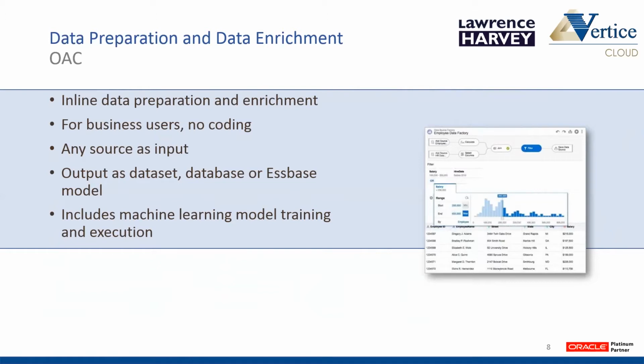There's automated upgrades and patches applied with more functionality, making OAC easier to use. And when you've finished prepping and enriching your data, you can save as a data set, a database, or even an Essbase model for multi-dimensional what-if analysis. You can also leverage built-in machine learning algorithms in this part of OAC too. So you can get into light data science and begin to train machine learning models and make them more precise. So make your predictions more accurate the more you train the model.